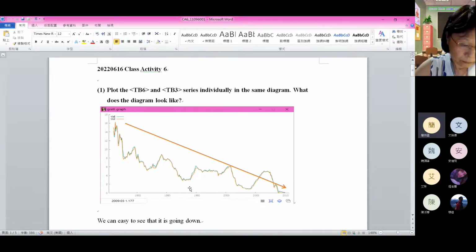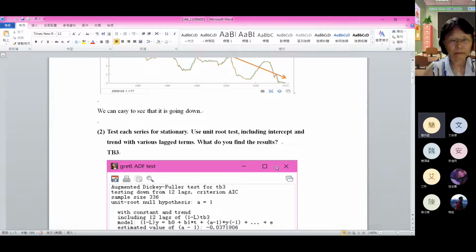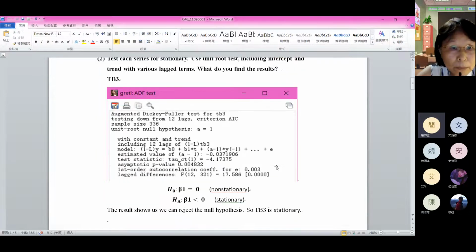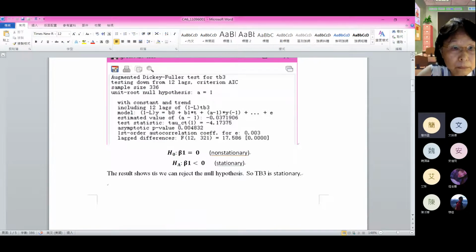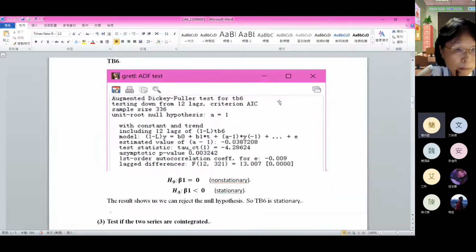The first one is the plot. We can easily see that it's going down. And the second is the result. We can see that the result shows we can reject the null hypothesis, so TB3 is stationary. And for TB6, we can easily see this result, and we cannot reject the null hypothesis, so TB6 is not stationary.